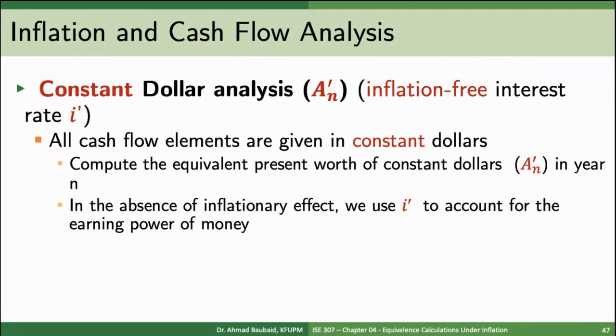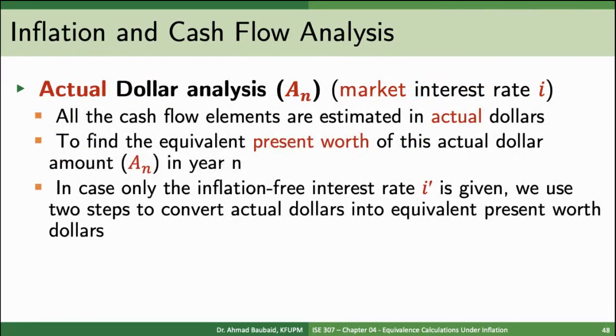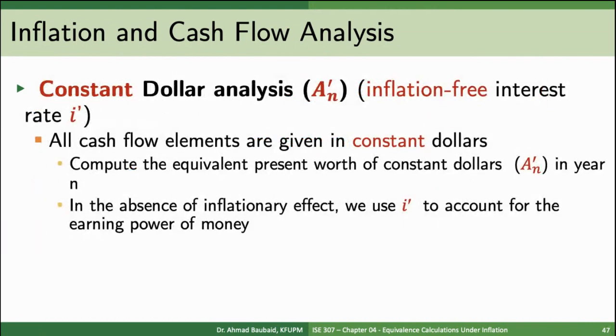All right, so now let's turn to doing analysis. So you see here, I've already hinted at this, constant dollar analysis, which is using these primes, the constant dollars, is related to inflation-free interest rate I prime. And actually, I'm just going to skip ahead. Actual dollar analysis, which is exactly what we've been doing in chapters 3 and 4, is related to the market interest rate, I, which makes sense because, as I told you, what we did in chapters 2 and 3, we're using actual dollars. This is the first time we talk about something other than actual dollars. And we always used I as given, right? And so this is consistent with what we've covered before.